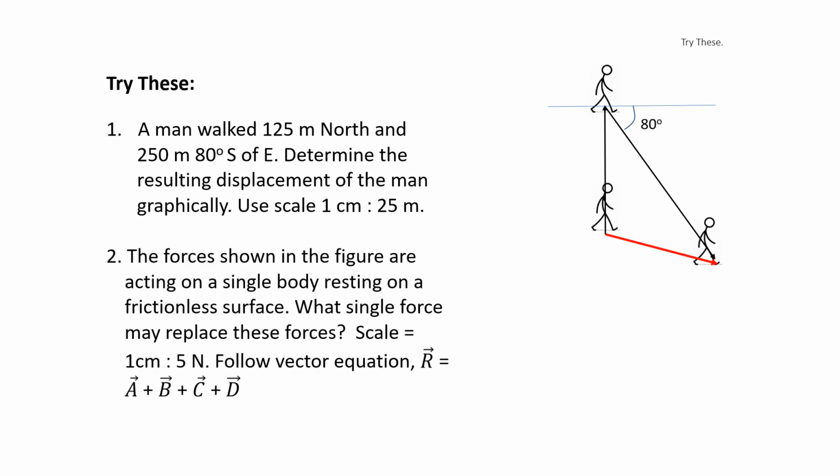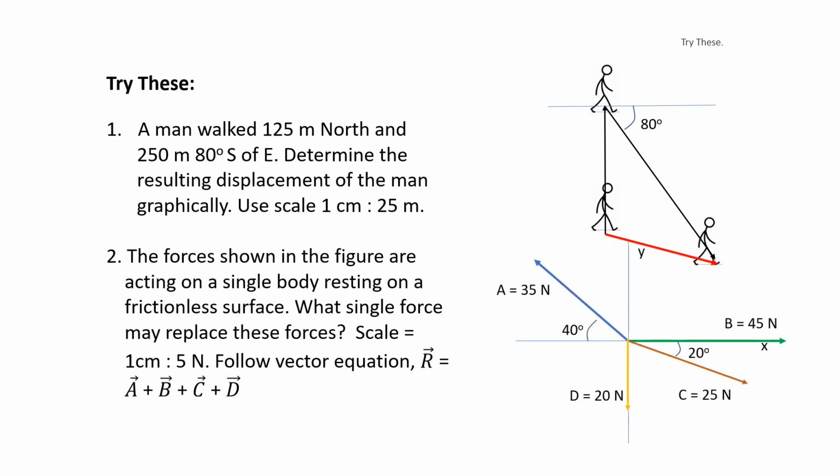The second problem is to be solved using the Polygon Method. The forces shown in the figure are acting on a single body resting on a frictionless surface. What single force may replace these forces? With a scale of 1 centimeter to 5 newtons, follow the vector equation: vector R equals vector A plus vector B plus vector C plus vector D.